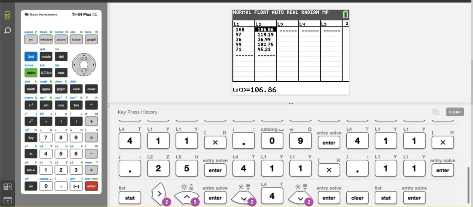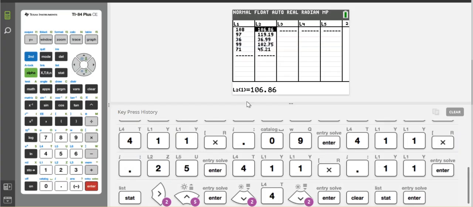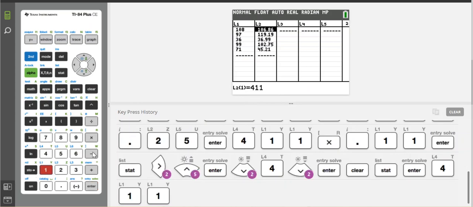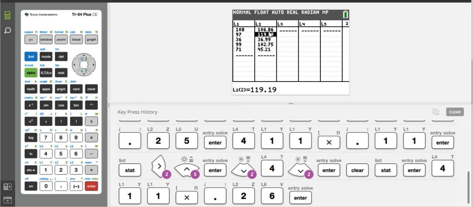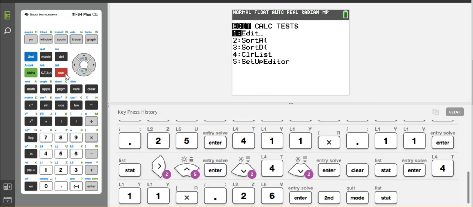Well, the 106.86, I took 411 observations, and out of the 411, I expected that 26% would be married with children. So I took 411 and multiplied it by 0.26, and that's how I got this 106. And I did that for all of these categories. So then I quit and I go to my test.